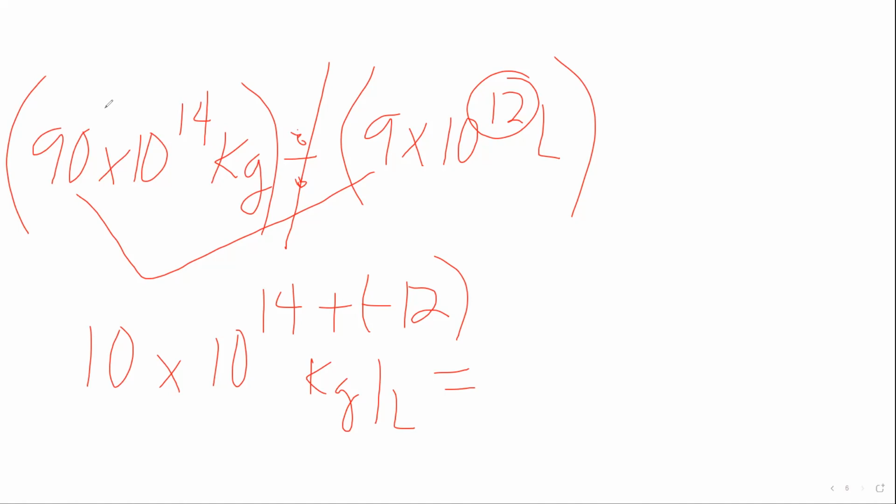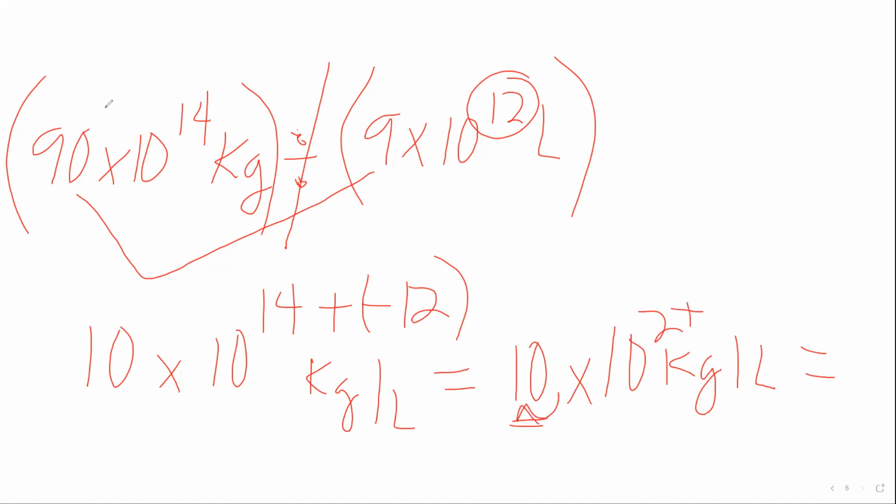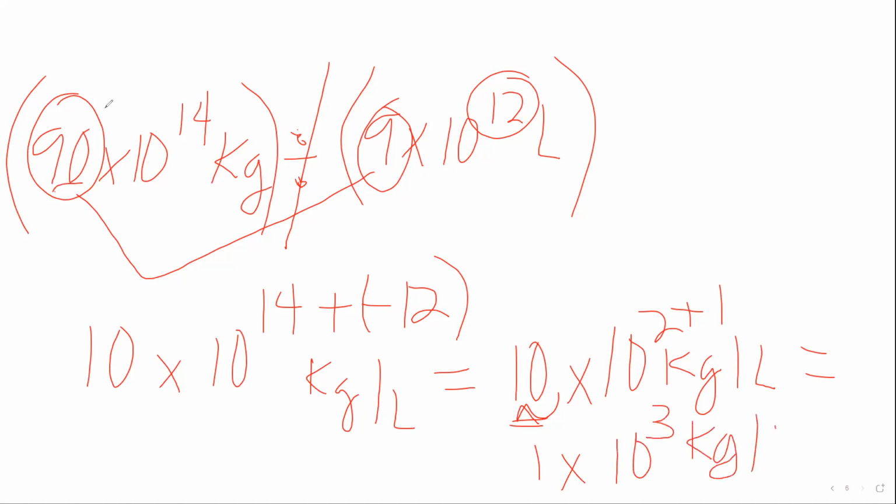All right, so 10 times 10 to the 2, because it's 14 minus 12. All right, once again, this is not in correct scientific notation. So we need to decrease this one by 1, which means we increase this one by 1. And now we have to watch sig figs. 1 here, 1 here. That's actually 1 sig fig also. So we can only keep the 1 times 10 to the 3rd kilograms per liter. Okay, that's 1. We're going to do more.